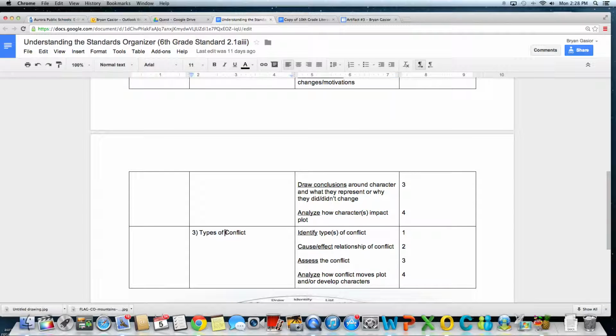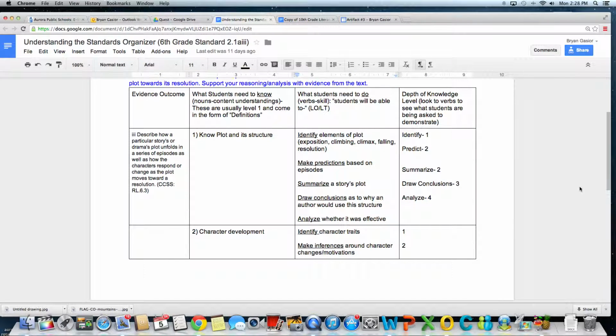And then the last element was our conflict. And as you can see, there's kind of a recurring theme here. Identify conflict, look at the cause and relationship between the conflict. Once again, this could be character motivation and the like. Assessing the conflict, who's involved, why, what does that say about people, and then analyzing how conflict moves plot, and or develops characters. So all of these are kind of incorporated or intertwined together because they all have an impact on plot.